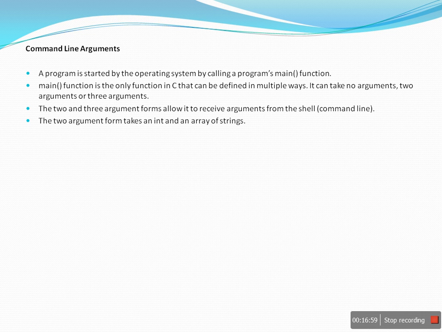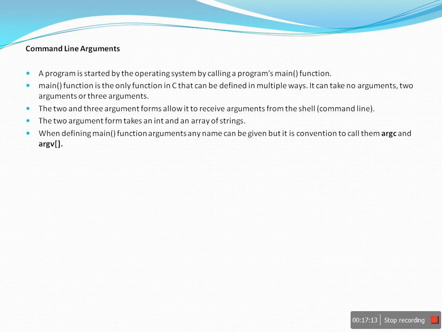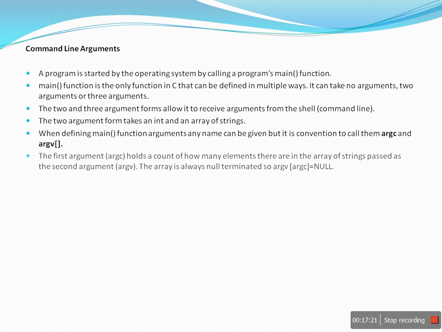The 2 arguments are of type integer and an array of strings. When defining main function arguments, any name can be given, but it is convenient to call them argc and argv. argc stands for argument counter, argv stands for argument vector. The first argument argc holds a count of how many elements there are in the array of strings passed as the second argument argv. The array is always null terminated, so argv[argc] equals NULL.